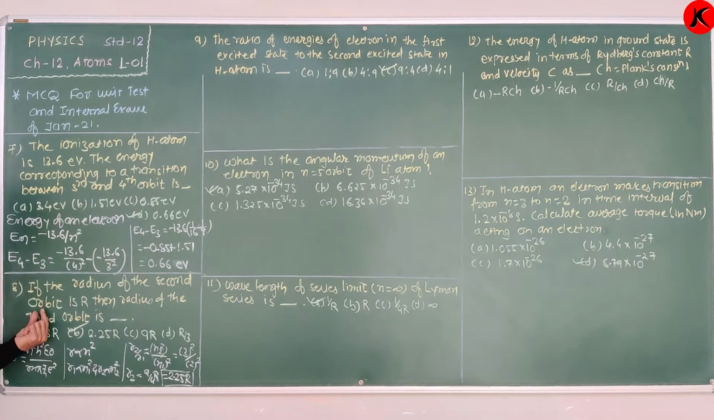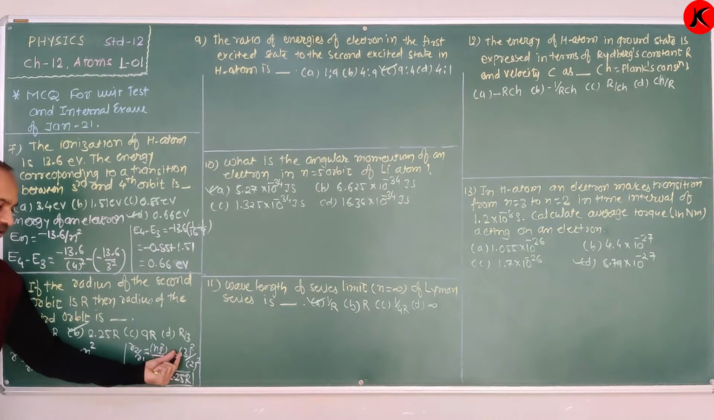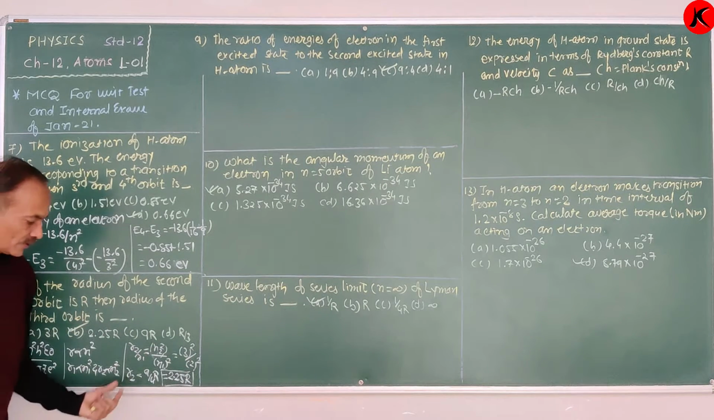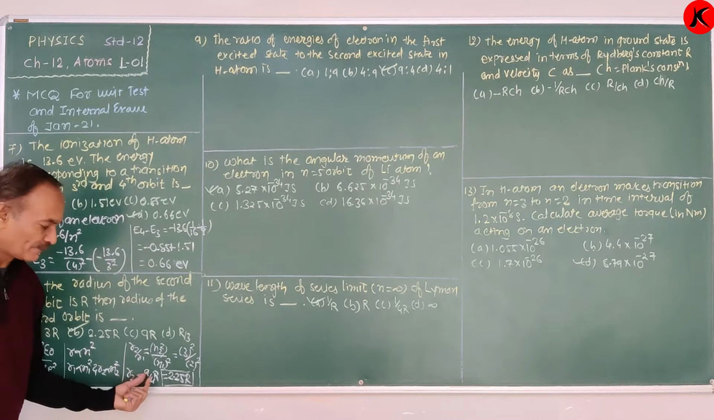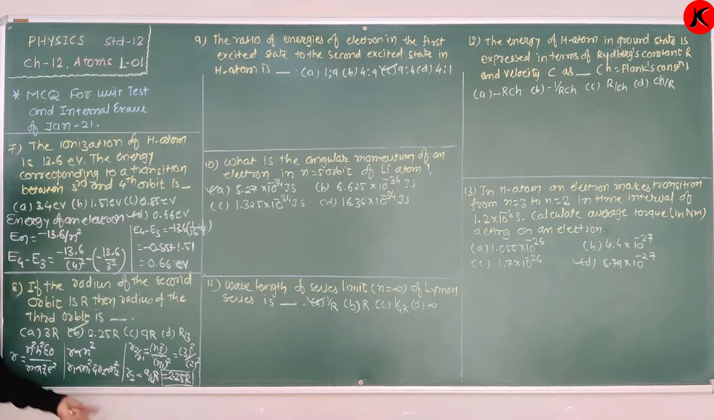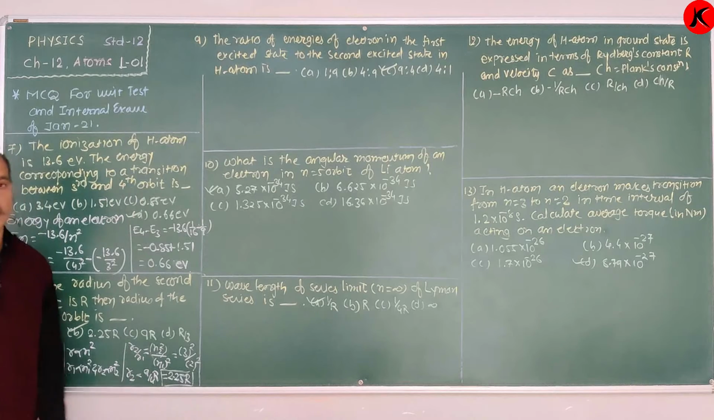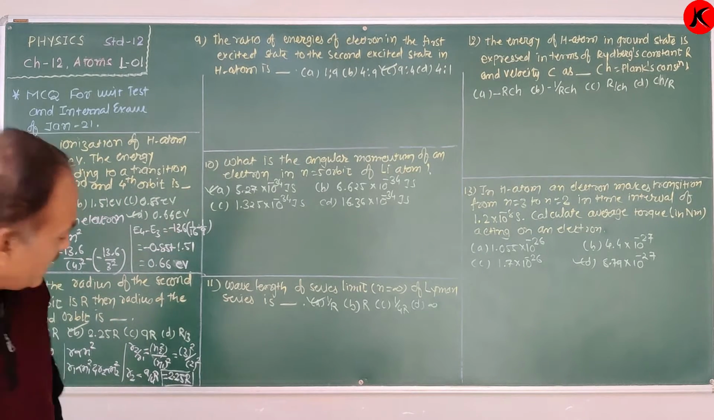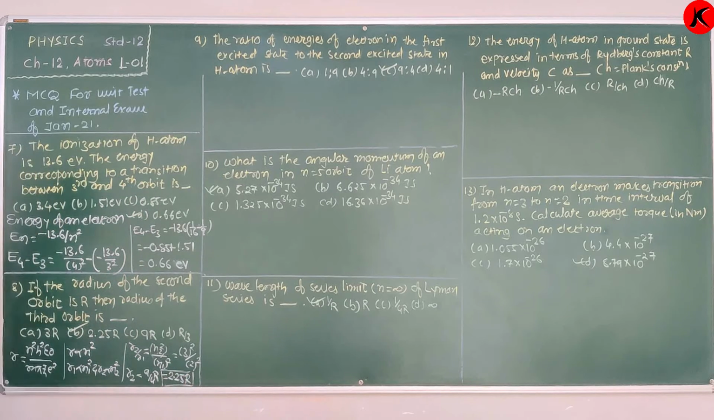Now, n2 is equal to our third orbit and n1 is equal to second orbit. Therefore, 3 square upon 2 square, that is 9 by 4. R2 upon R1 is equal to 9 by 4. Therefore, R2 is equal to 9 by 4 R1, but that is given as R. Therefore, 9 by 4 R. Simplification of the 9 by 4 is 2.25. Therefore, 2.25 R is the radius of our third orbit.